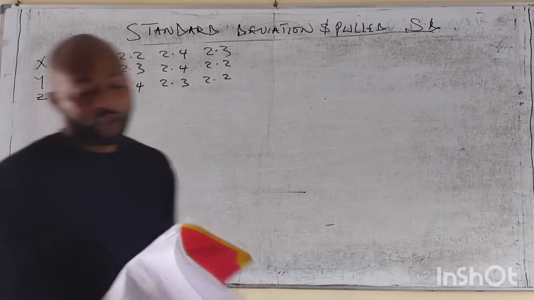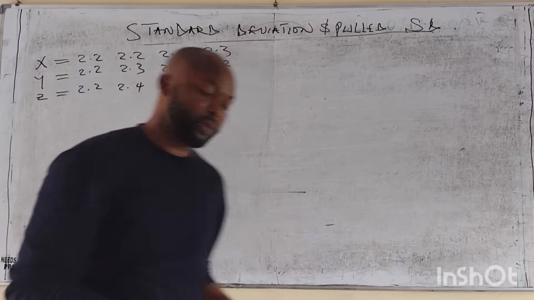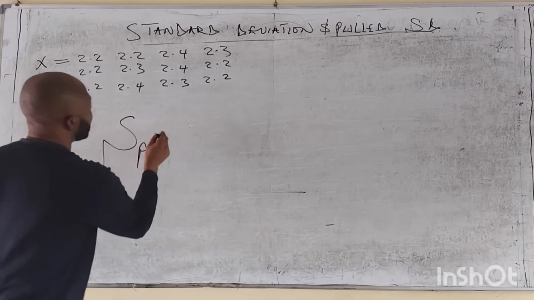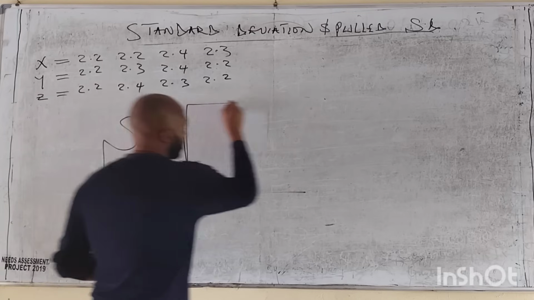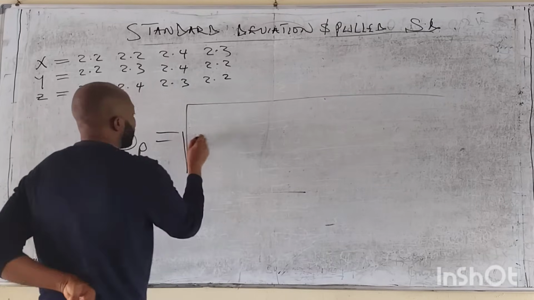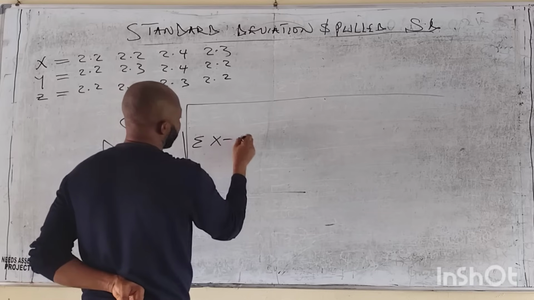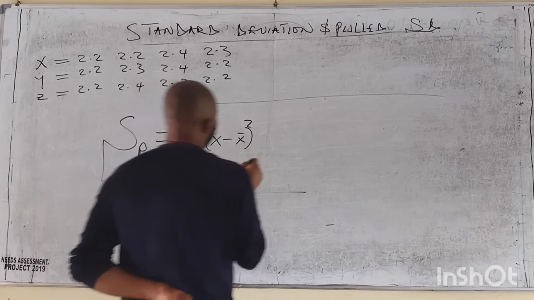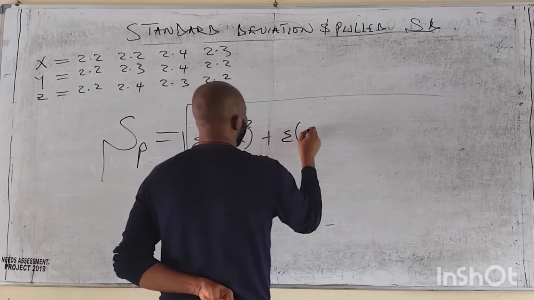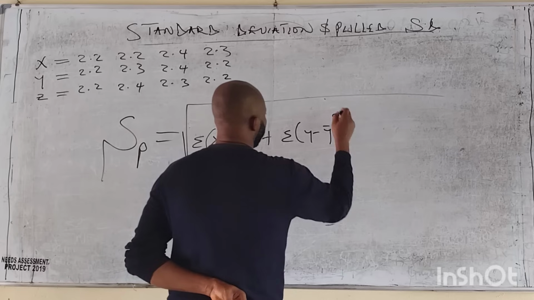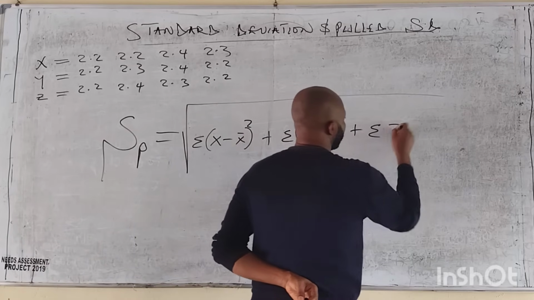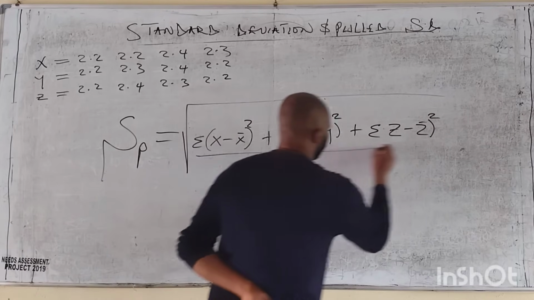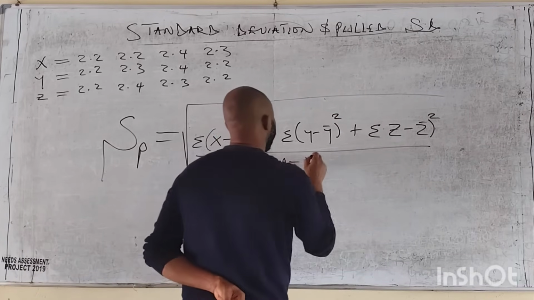Now, the formula for pooled standard deviation, let me bring it up first. Pooled standard deviation is equal to the summation of x minus x bar squared, plus the summation of y minus y bar squared, plus the summation of z minus z bar squared, all over n minus k.